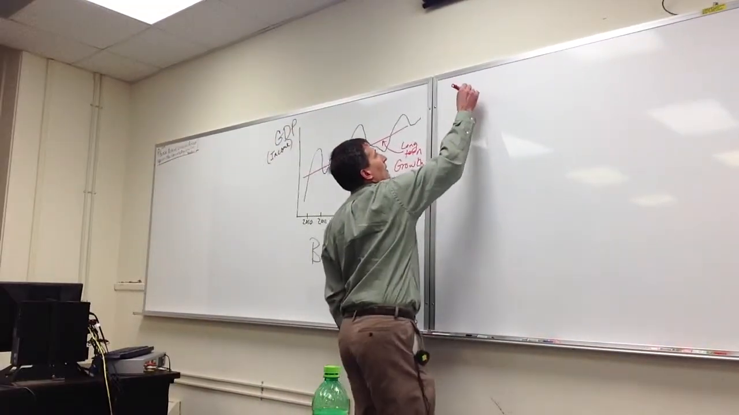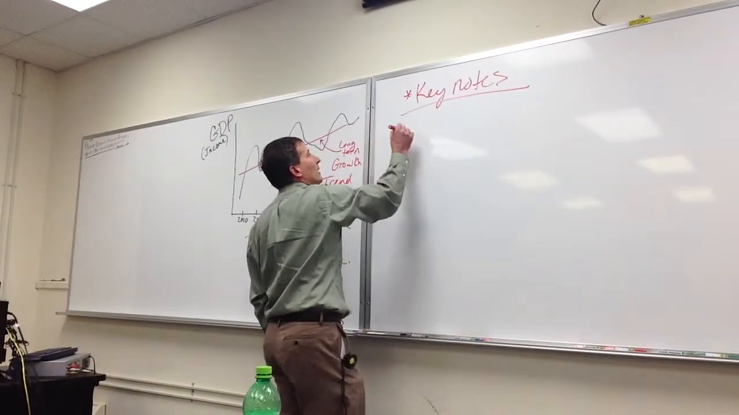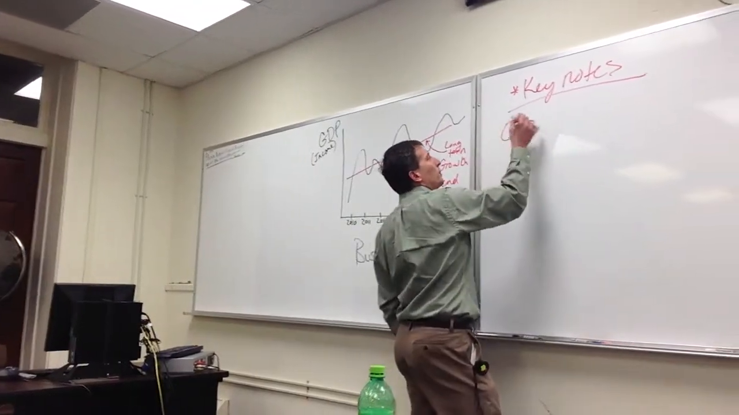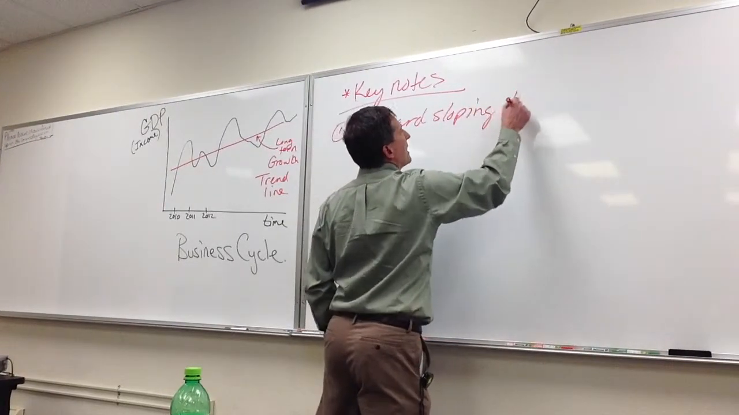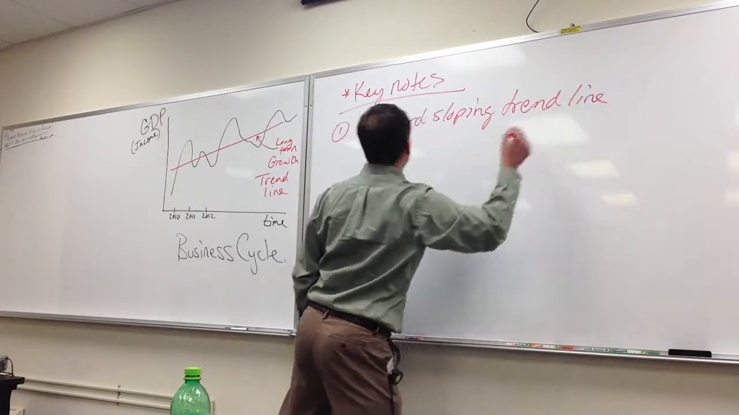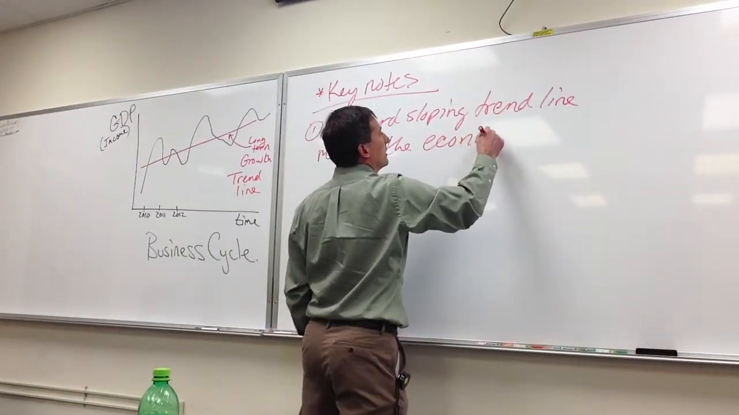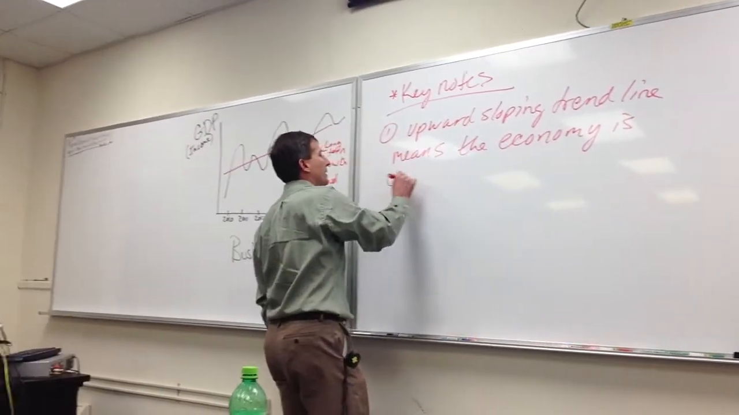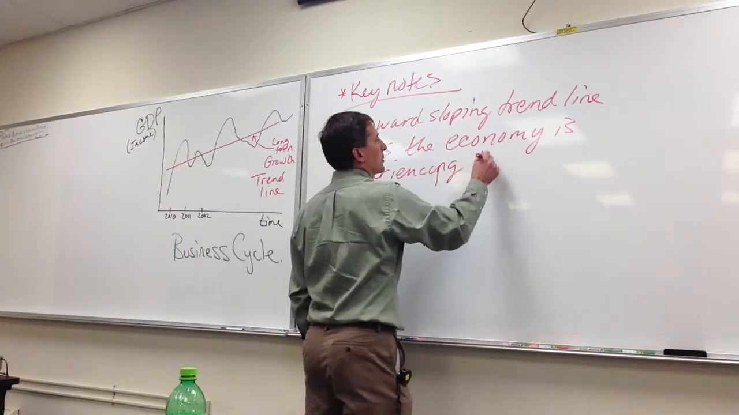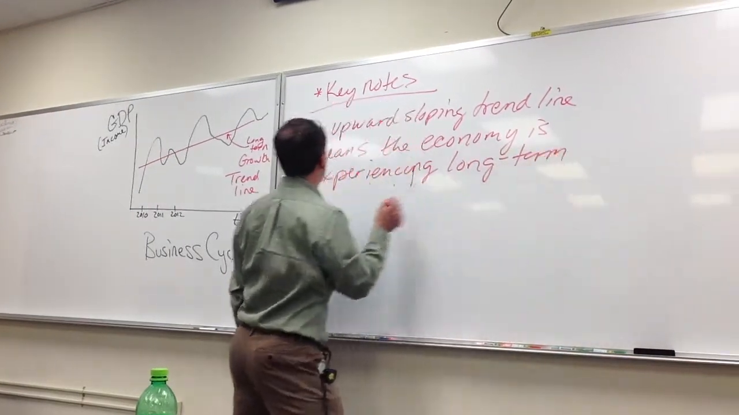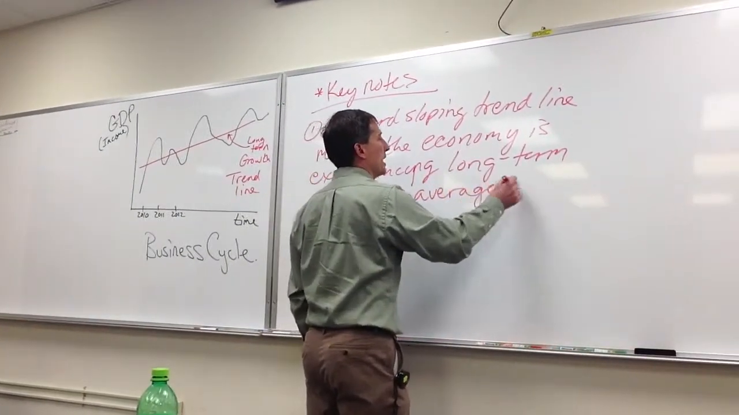Okay, so one key point here, a couple key notes. Upward sloping trend line means the economy is experiencing long-term growth on average over time.